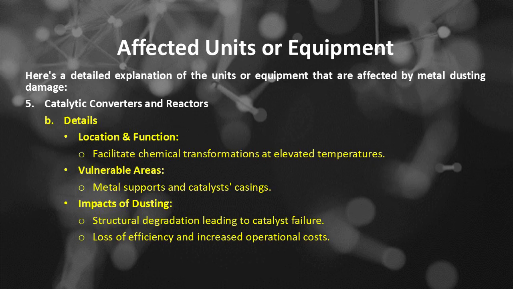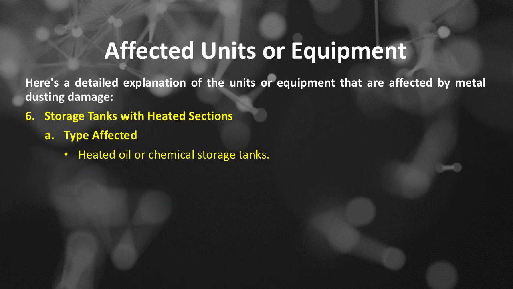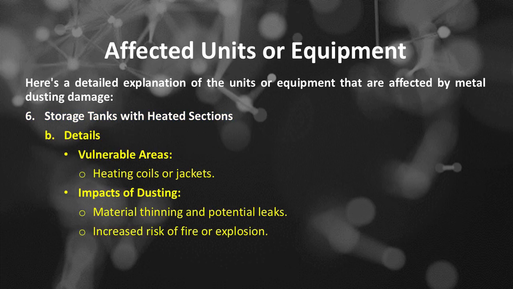increased operational costs. Number 6 of the units or equipment that are affected by metal dusting damage is storage tanks with heated sections. Types affected are heated oil or chemical storage tanks. Storage tanks with heated sections details, vulnerable areas are heating coils or jackets, and the impacts of dusting are material thinning and potential leaks, and increased risk of fire or explosion.